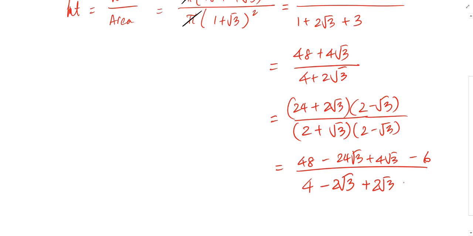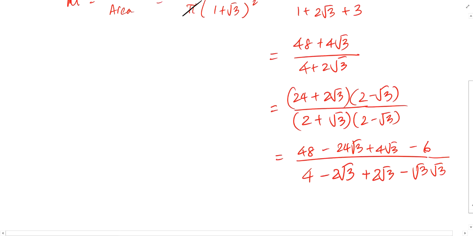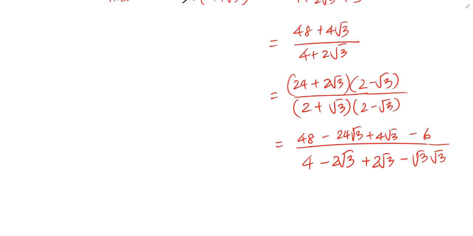Continue. Don't look at him. Come on. Minus. What times what? Root 3 times root 3. Okay. Now let's take a close look at the denominator. I do up the numerator first. So that's 42 minus, how much is that? 20 root 3.